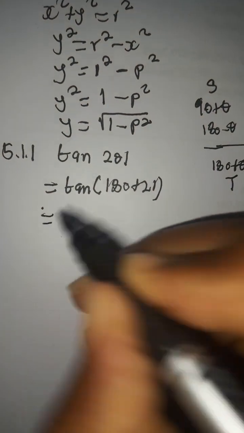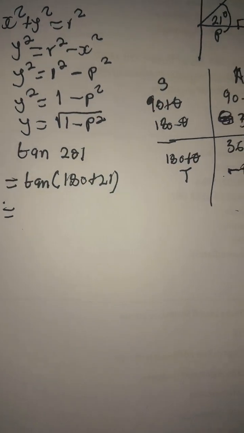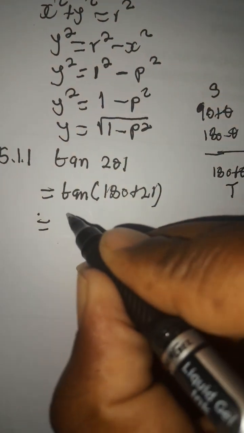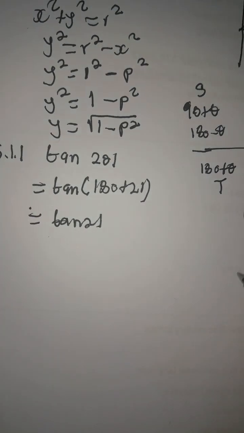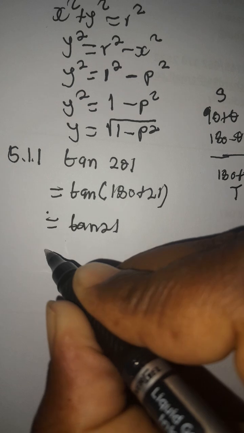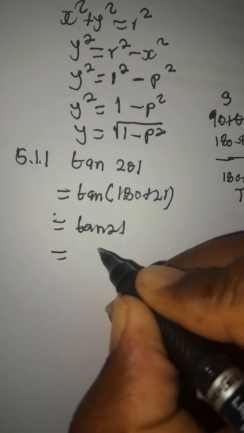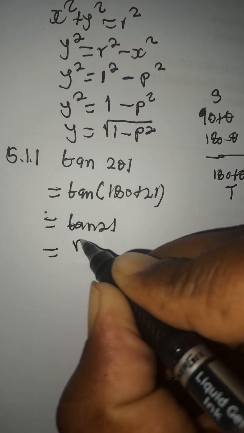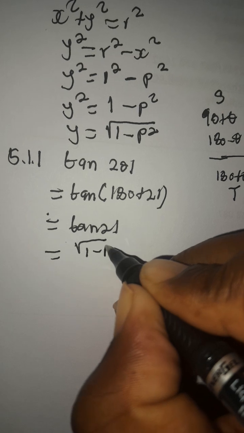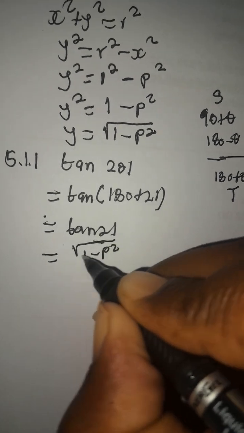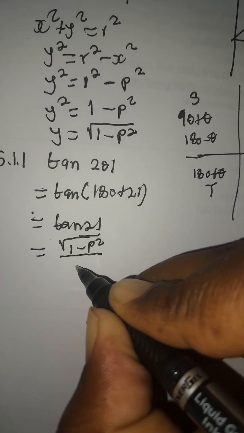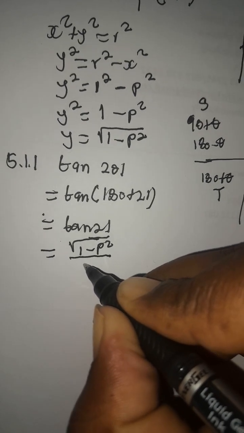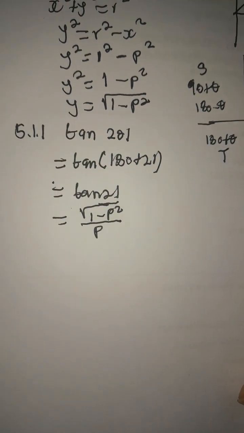So we have tan of 180 plus 21, which is the home of tan. So guys, we are going to have tan 21 here. In terms of p, this is the same as y all over x. Our y, remember, we said that it's root 1 minus p squared, divided by our x, which was p. Yes, we're given that it was p.